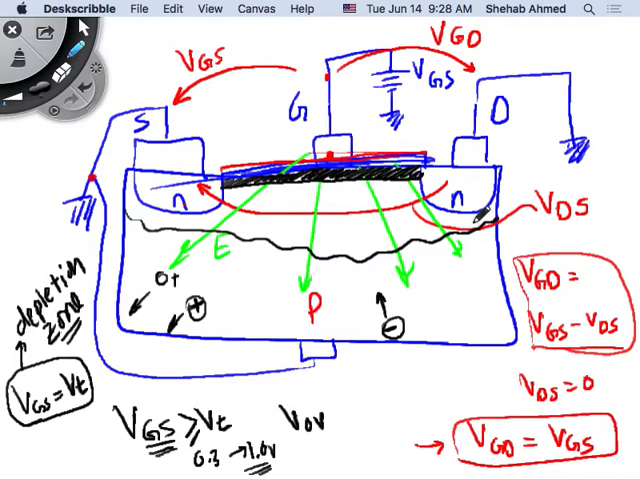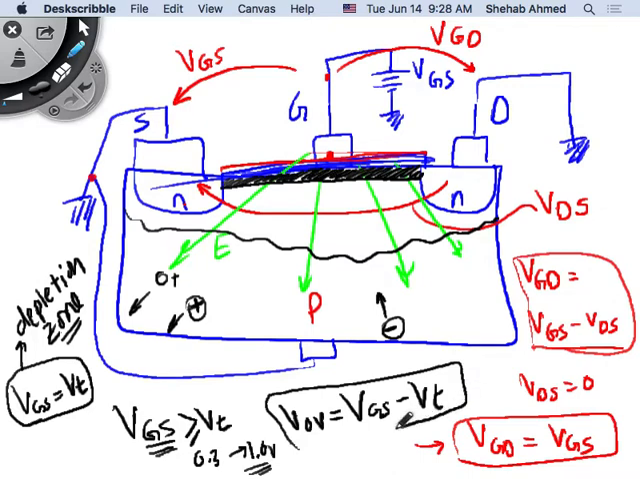Now, it's not enough to attract the minority electrons to create the N channel. So for me to create the N channel, I have to have VGS greater than VT. How much greater than VT? It's called the over voltage. So over voltage is VGS minus VT. Over voltage is the voltage needed to attract the electrons. Yes, that's the voltage required to attract the electrons and create the channel.